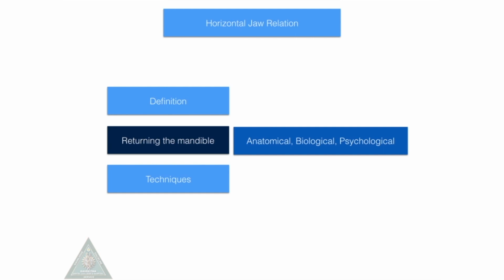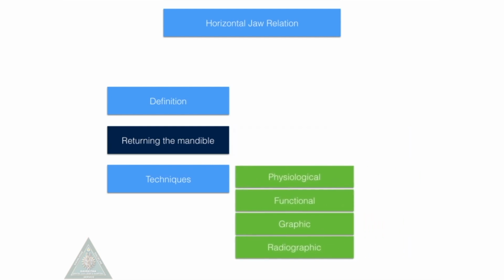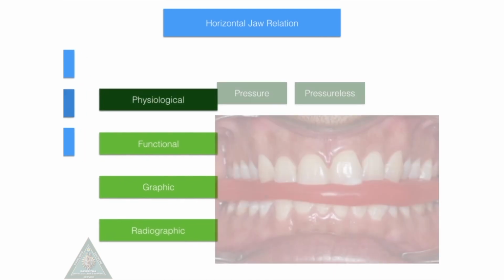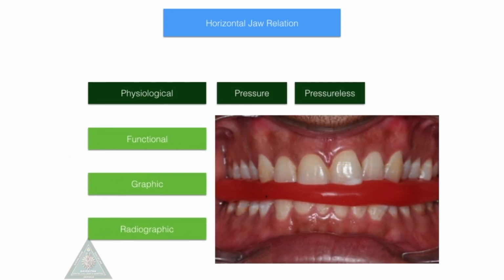The techniques of recording centric relation can be broadly classified into 4 categories: the physiological or static, functional, graphic and radiographic methods. In physiological techniques there are 2 types, namely pressure and pressureless technique. In the pressure technique, the patient applies pressure and bites into the occlusal rim. This is most commonly used for removable partial dentures. The pressureless technique is most commonly followed for recording the centric relation in edentulous patients. This is what we follow in our college as well.